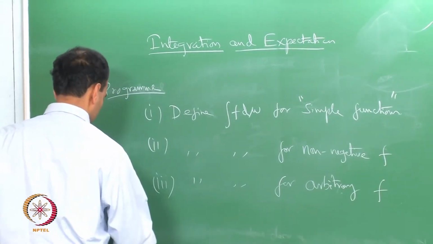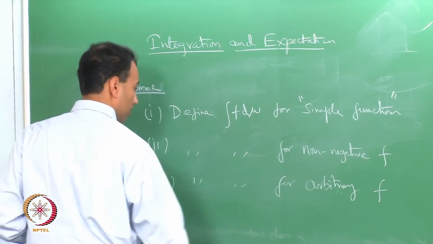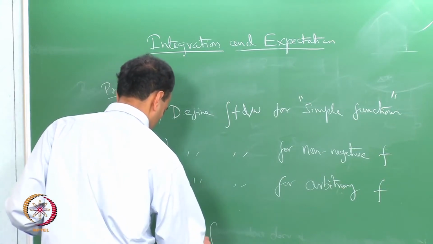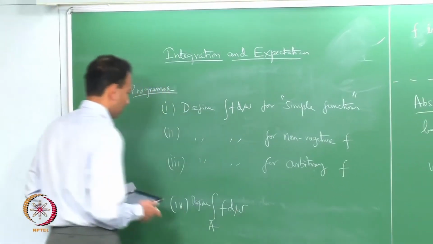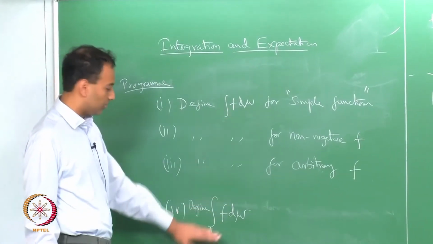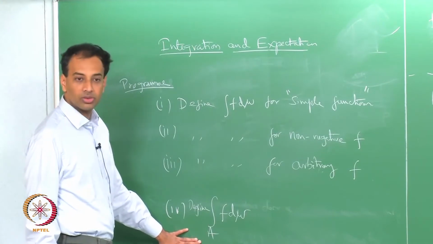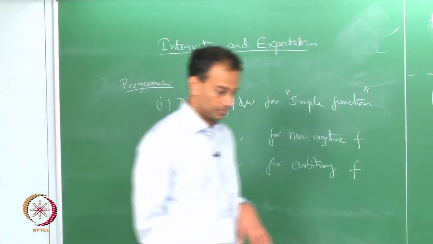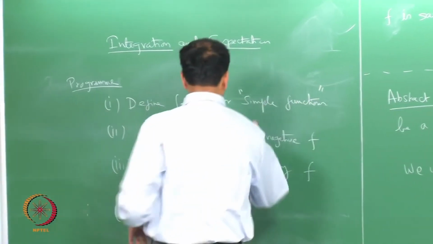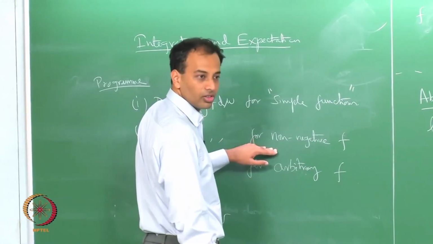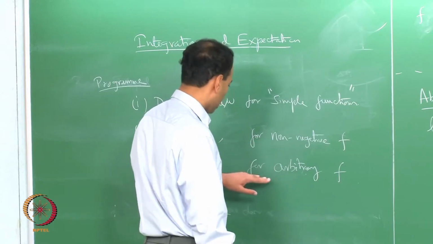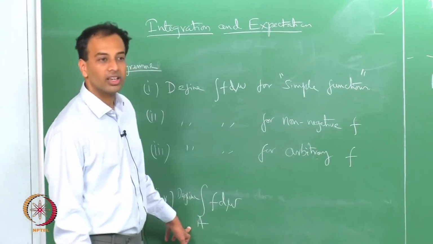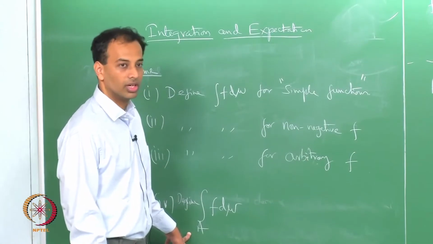Then finally we will define the integral over A of f d mu. Once we have defined the integral f d mu over the whole space, we will finally define the integral over A of f d mu, okay. This is the program we will follow. First for simple functions, then for non-negative f, not necessarily simple, then for arbitrary functions, not necessarily non-negative. Then finally, we will define the integral over A of f d mu, okay.